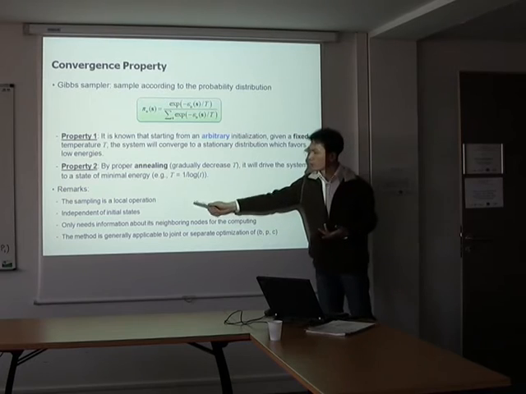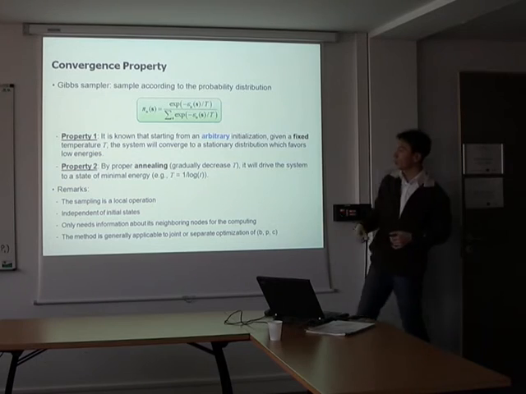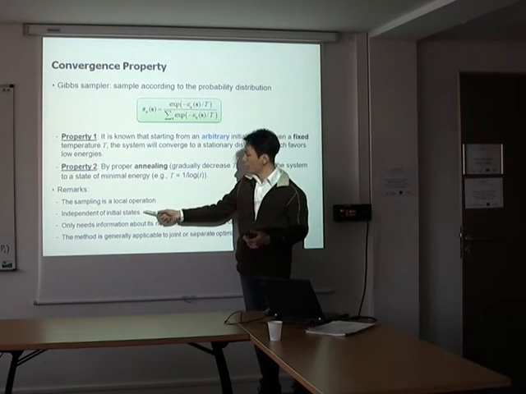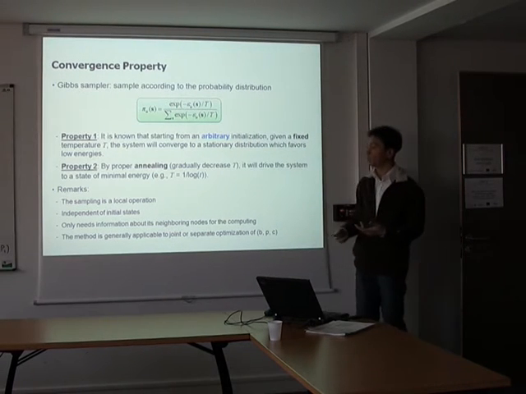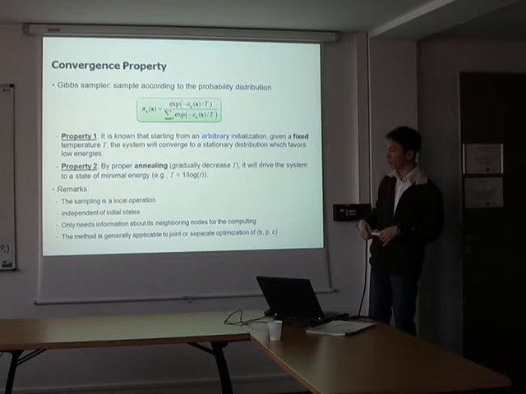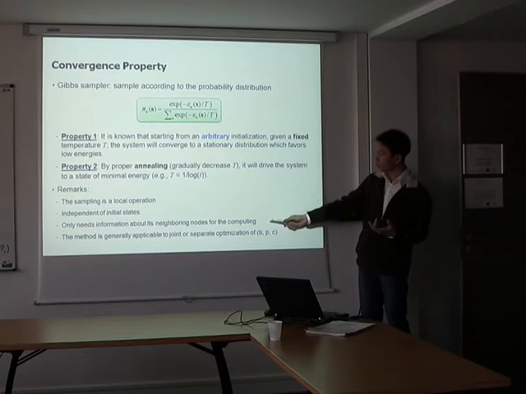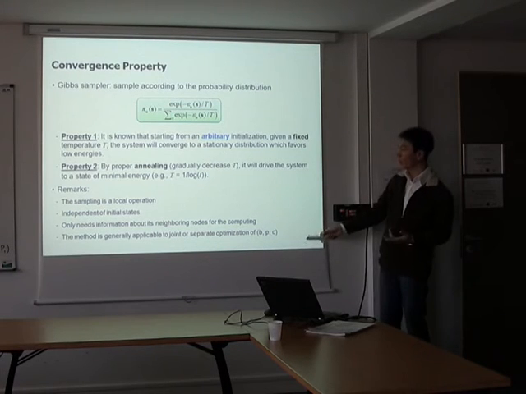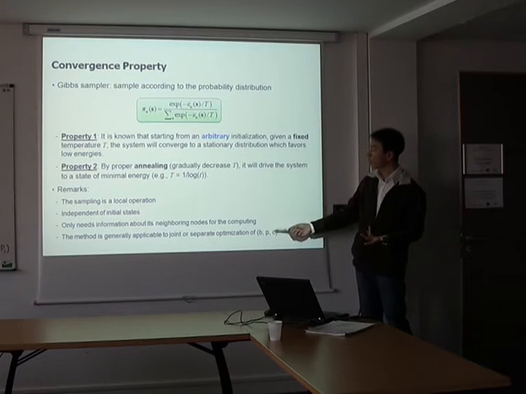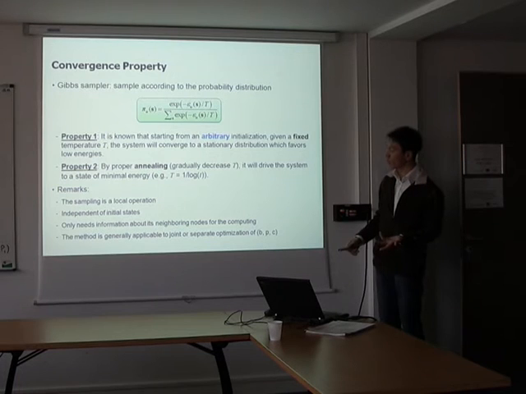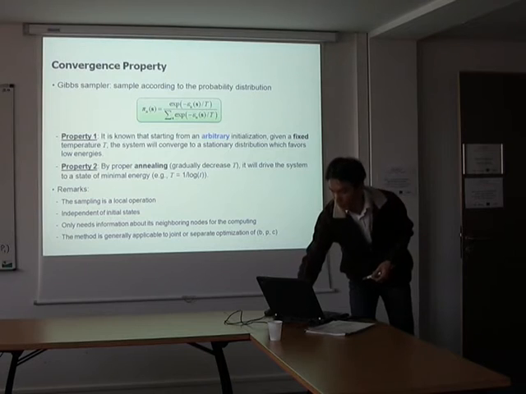And there are two advantages of this operation. First, you do local operation. The operation is independent of the initial state. Sometimes some algorithms are very sensitive to initial configuration. And secondly, you only need some local information exchanged between your neighbors. And finally, we know that this can be done for any parameters you want in this methodology. So it doesn't really matter what your parameter is there. You can do it for any variable there.